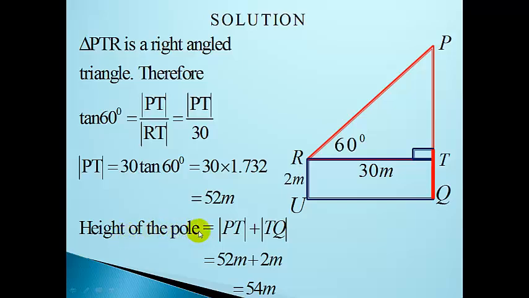Now, the height of the pole is equal to PT plus TQ. PT, after calculation, is 52, and TQ, the distance from T to Q, is equal to the distance from R to U, that is 2. So the height of the pole is 52 meters plus 2 meters, which is equal to 54 meters. That means that the height of the vertical pole is 54 meters.